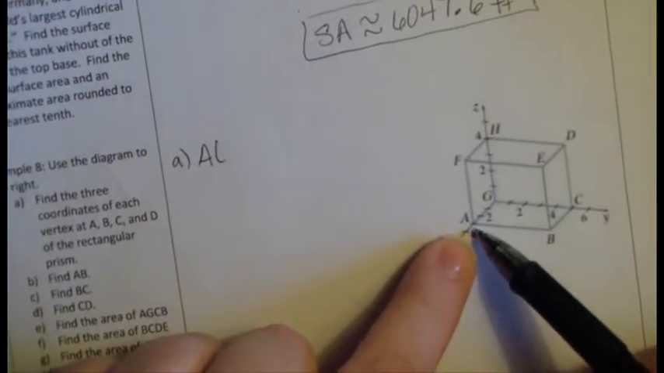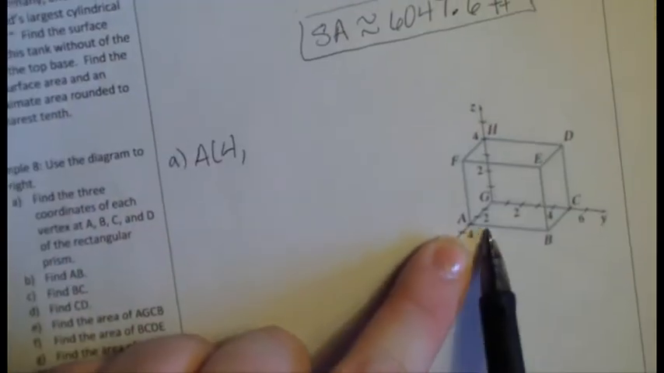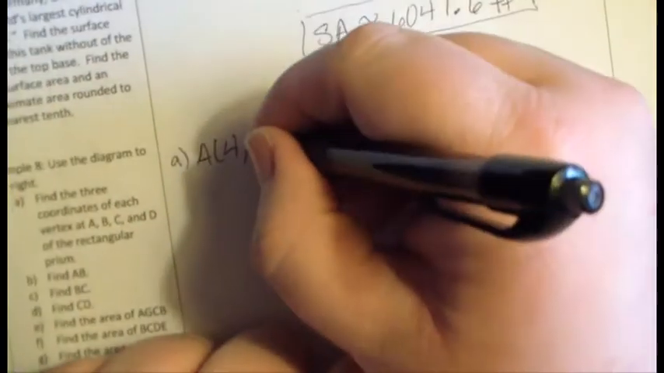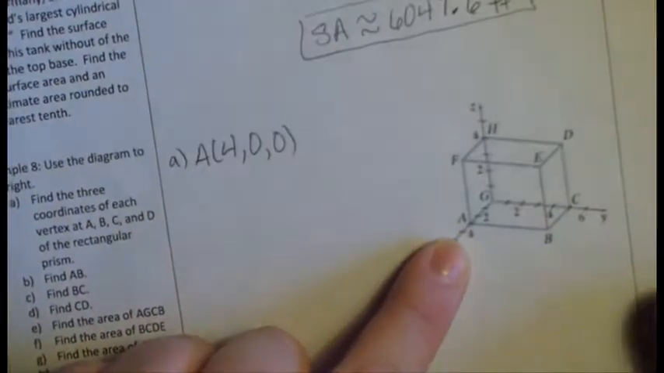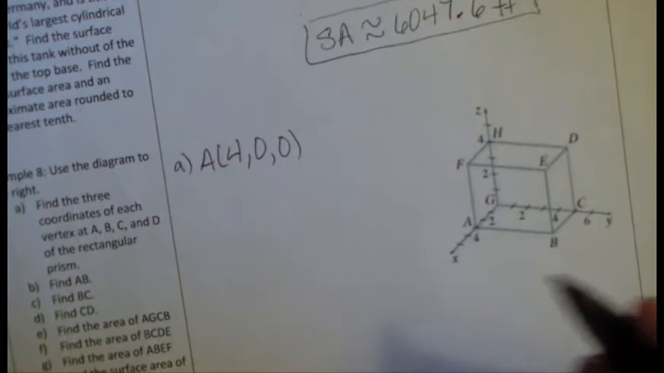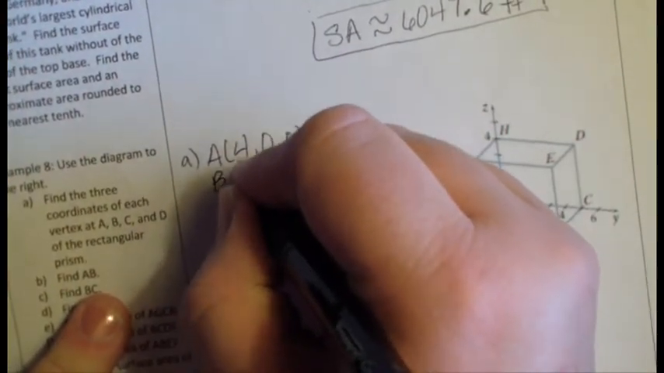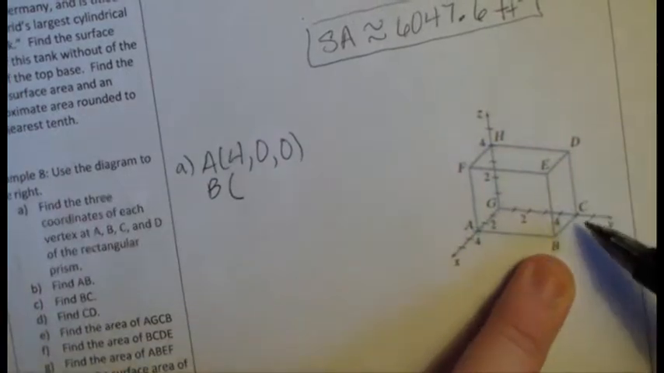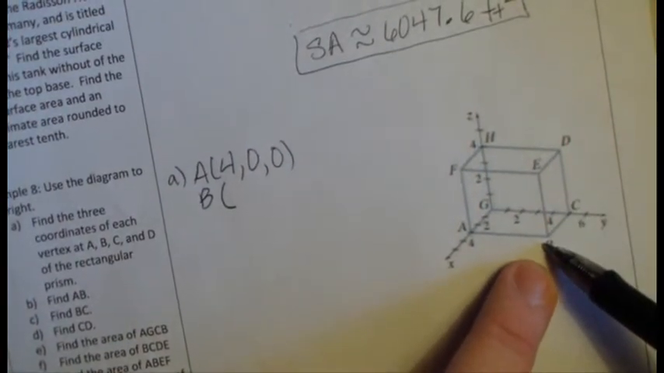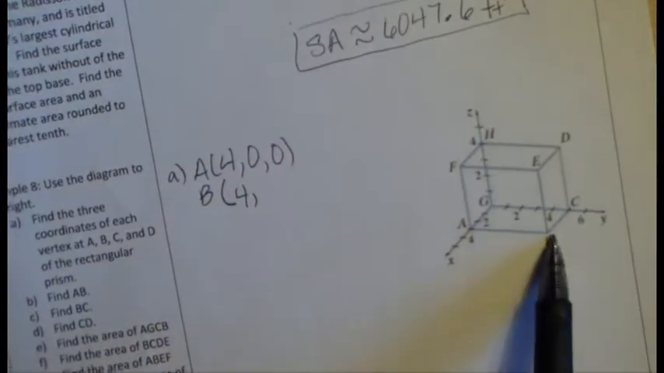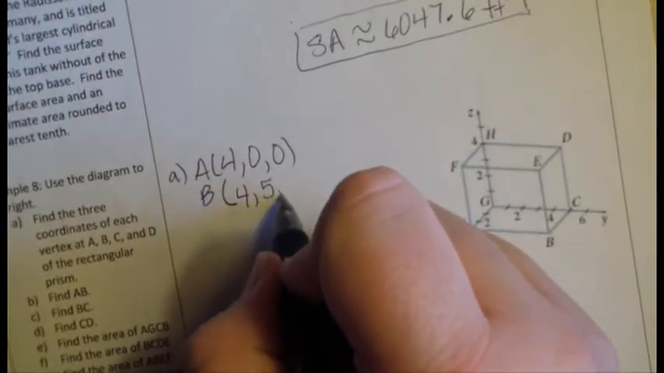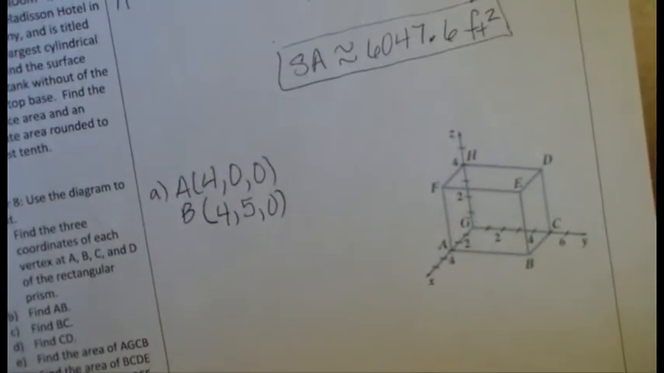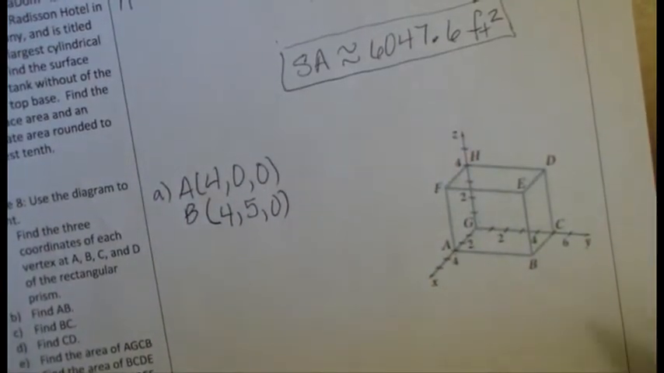On the x-axis, we go out to 4. We didn't go anywhere on the y-axis, so it's 0. And we didn't go anywhere on the z-axis, so it's also 0. So the coordinate for point A is 4, 0, 0. For B, which is right here, we went 4 on the x-axis. The y-axis we went 1, 2, 3, 4, 5, so 5, but we didn't go vertically, either up or down, so that's 0. So 4, 5, 0 is our point.